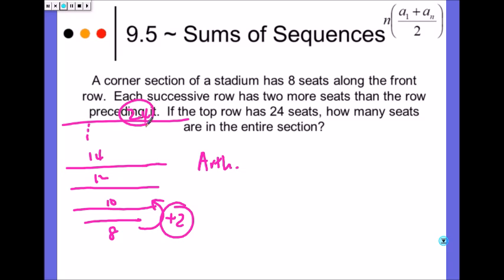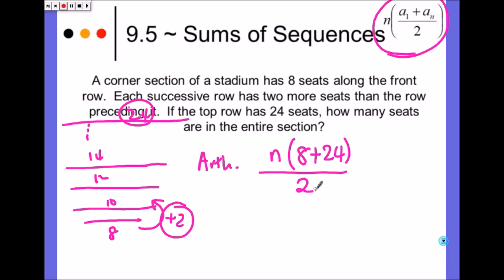So what do we do? You have to find n. So that is something that we have to figure out. So it's n over 2, as you can see in the formula here for arithmetic: the first term is 8, and the last row has 24, and you have to divide by 2. So what is n? That's the question.